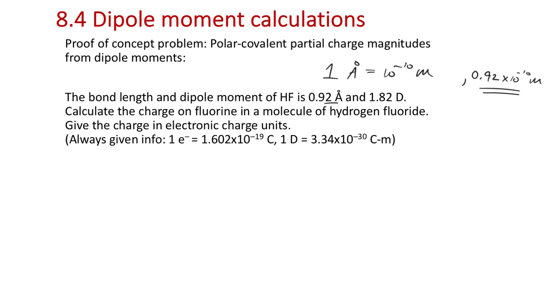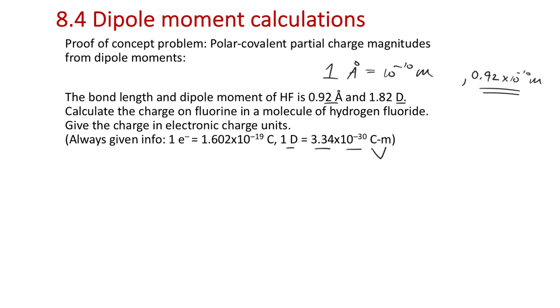The unit of debye, named for physicist Peter Debye, is shown here: 1 debye is equal to 3.34 times 10 to the minus 30 coulombs times meters. Coulombs is the SI unit of charge, and the SI unit of length is the meter. So the debye is just a non-SI unit for this quantity of dipole moment.